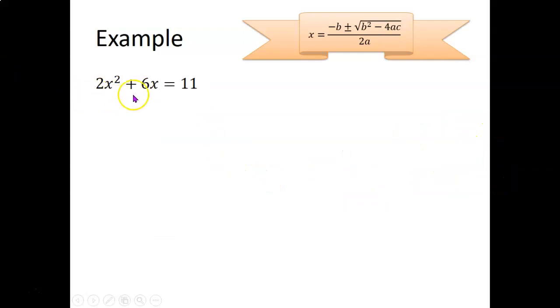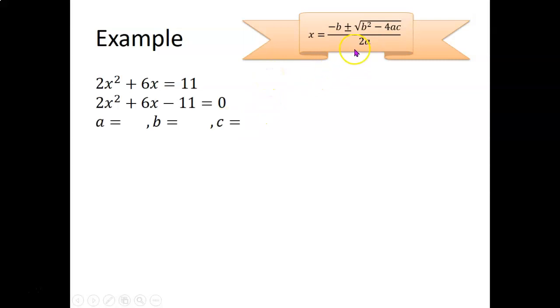Let's do another one. 2x squared plus 6x equals 11. Start by getting a 0 over here on one side. So subtract 11 from both sides, and we get 2x squared plus 6x minus 11 equals 0.